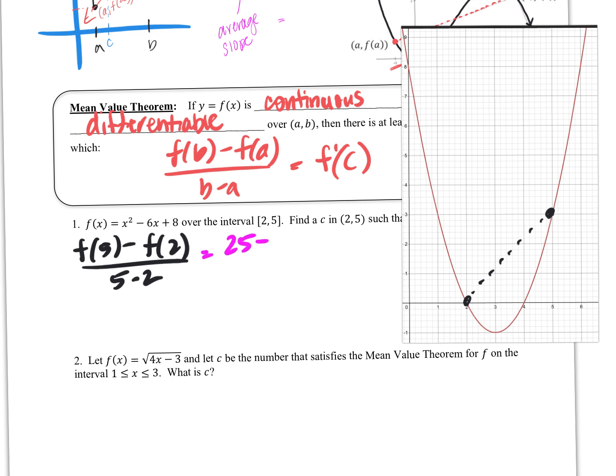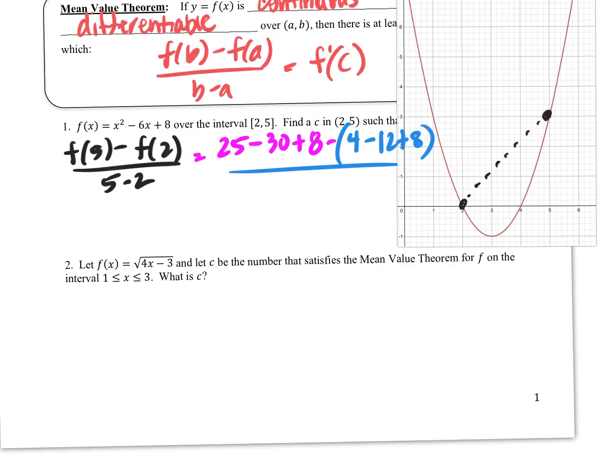25 minus, plus, good, minus, don't forget a parenthesis, because we've got to subtract. Now plugging in 2 to that, what's 2 squared? 4 minus 12 plus, all over 5 minus 2, 3. And we're in class, we're in a safe space. So how about 25 minus 30 is negative 5 plus 8, 3 minus 4 minus 8.